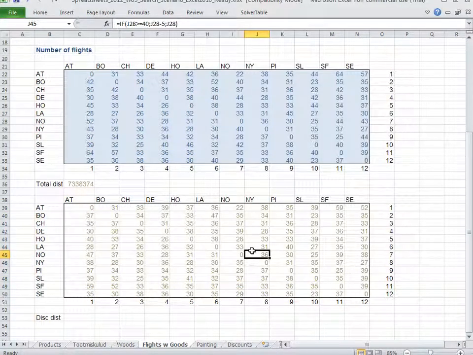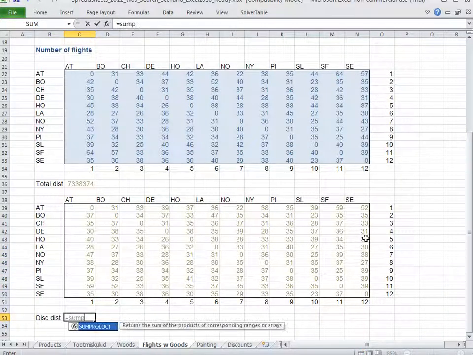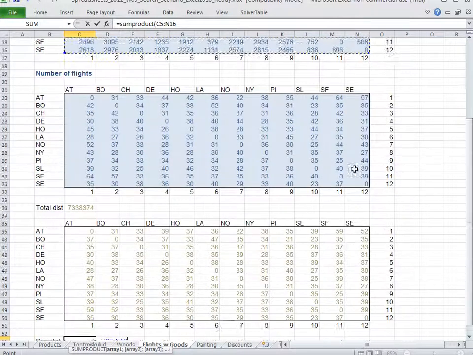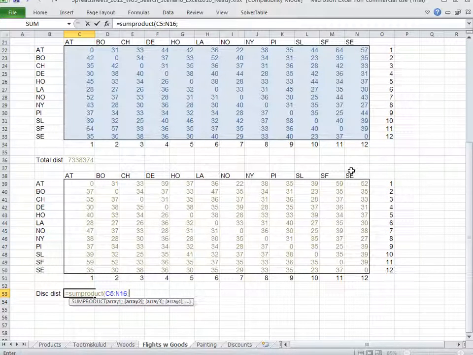And now we would next like to calculate how many miles we will be, as a business partner, paying for. So it's again a sum product. So it's equals sum product. And now we also have to give the blocks for two tables to be multiplied and then summed together. So we will select the upper one with the miles, semicolon, C5 colon N16 is the upper one. It writes down the upper left corner C5 and the lower right corner N16.